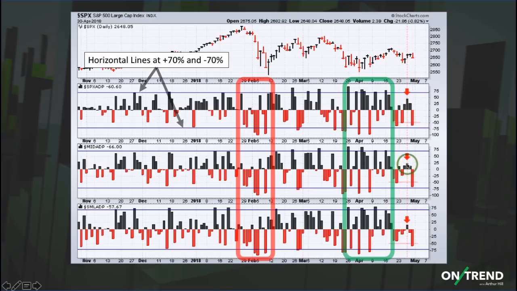And if we look at mid caps, we didn't get above plus 25%. And if we look at small caps, we didn't get above plus 25%. So that bounce last week was weak.